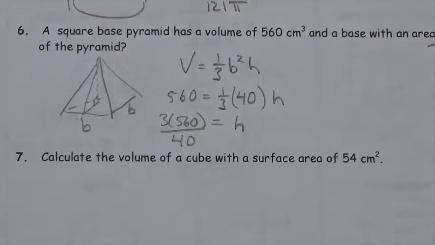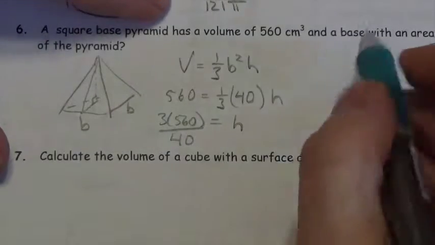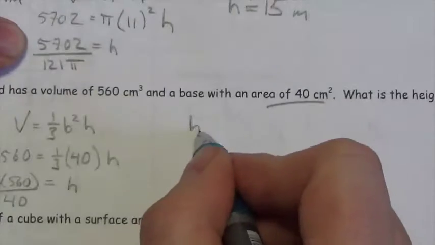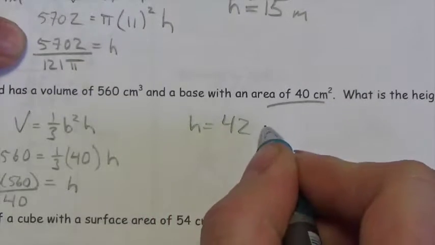So now I just go to my calculator. This one's quite easy. 3 times 560 divided by 40. And I get that my answer here, H, is equal to 42 centimeters.